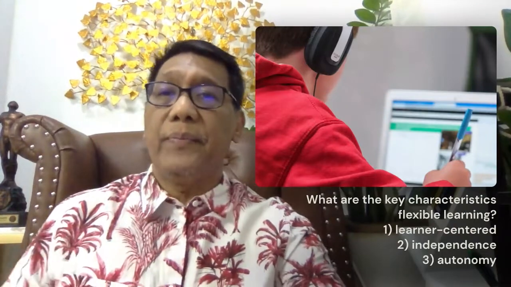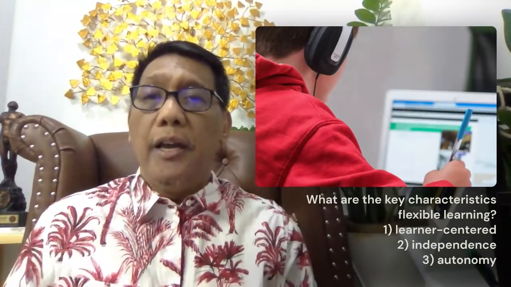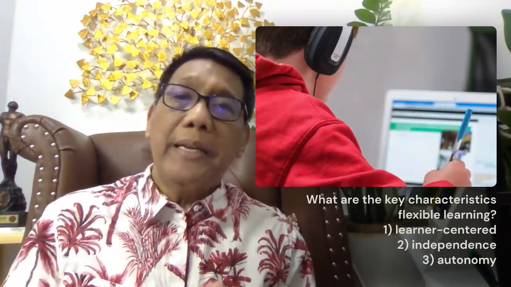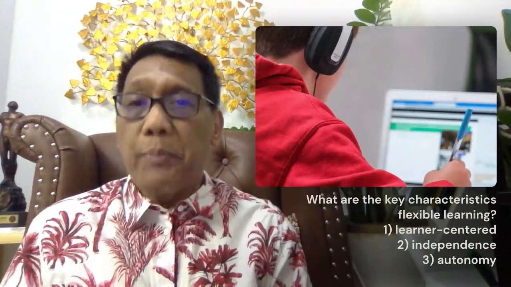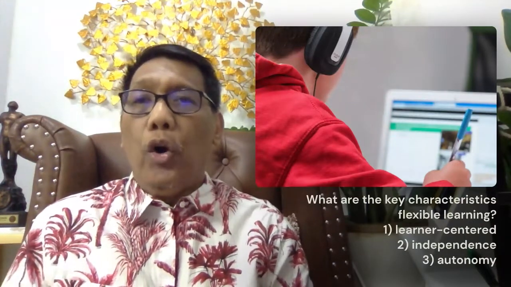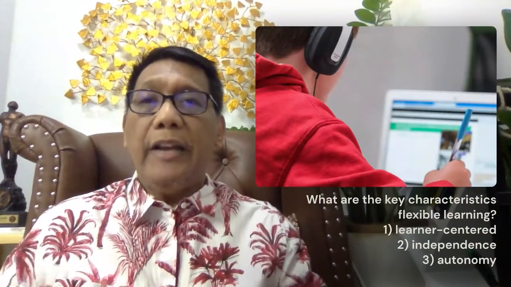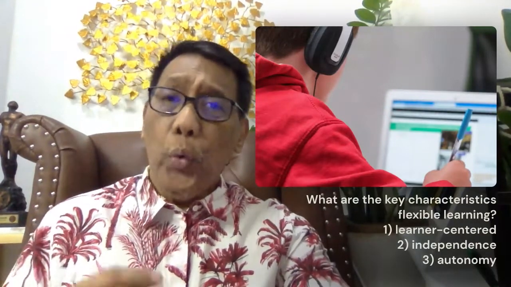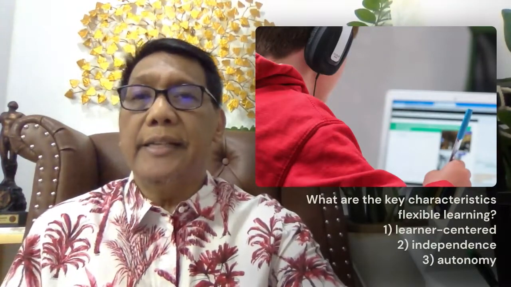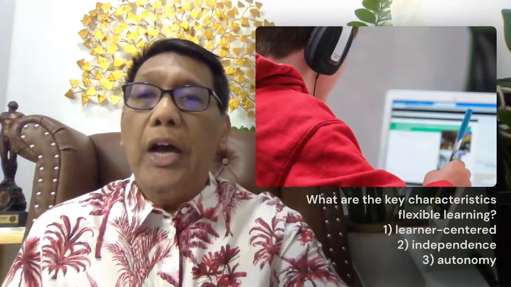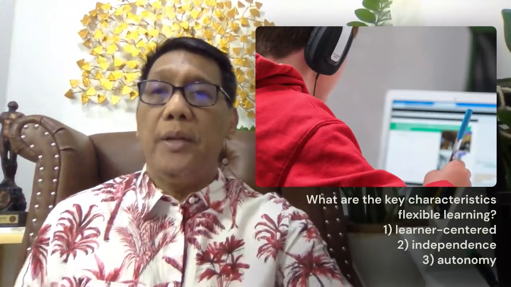Second, independence. Flexible learning system encourages students to explore their own and how to best learn given any situation and materials presented to them. And third, autonomy on the part of the learner. In flexible learning, we expect students to learn with minimal guidance, that is, they do it on their own, achieving some kind of self-efficacy.